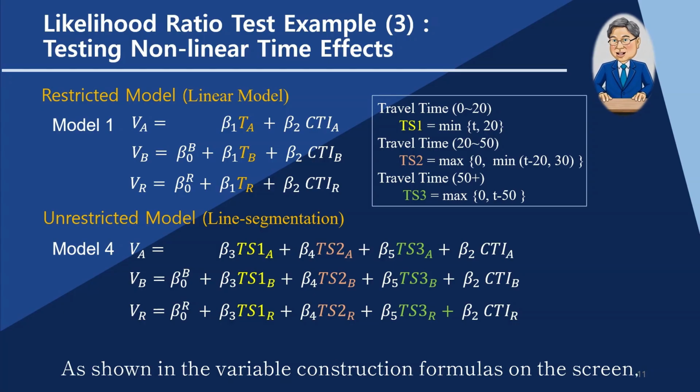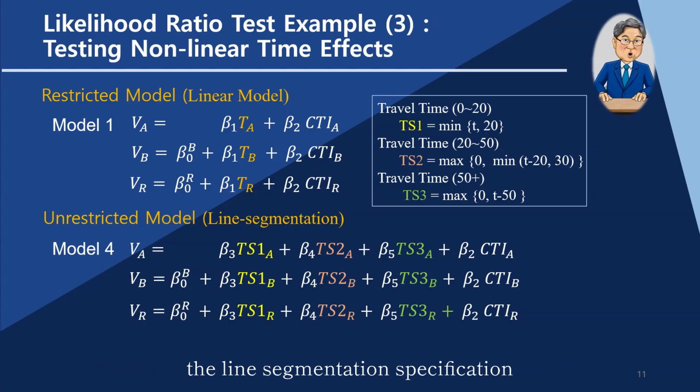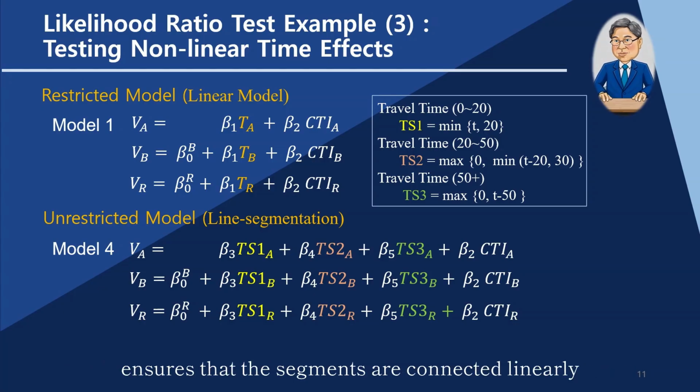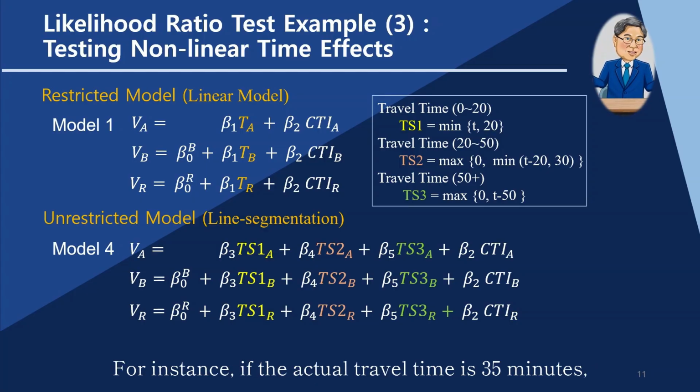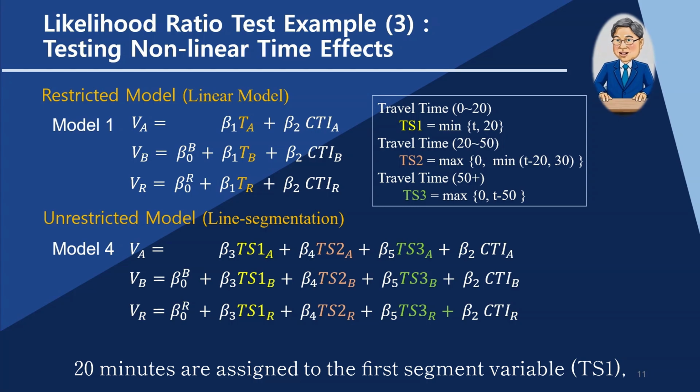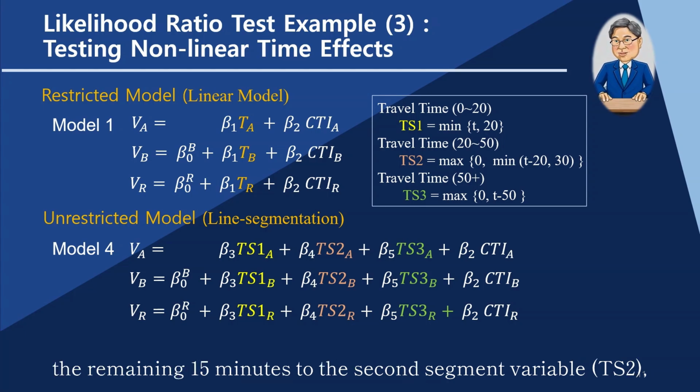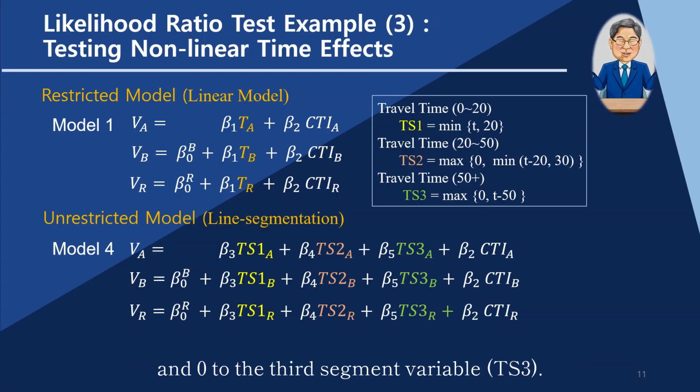As shown in the variable construction formulas on the screen, the line segmentation specification ensures that the segments are connected linearly so that the overall utility function remains continuous. For instance, if the actual travel time is 35 minutes, 20 minutes are assigned to the first segment variable, TS1, 15 minutes to the second segment variable, TS2, and 0 to the third segment variable, TS3.